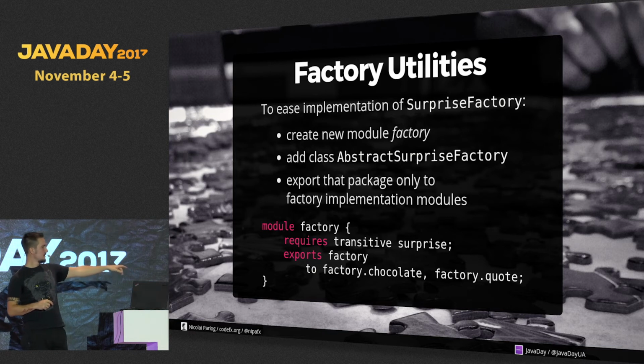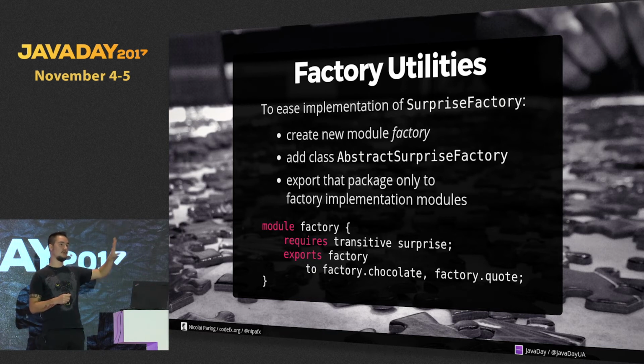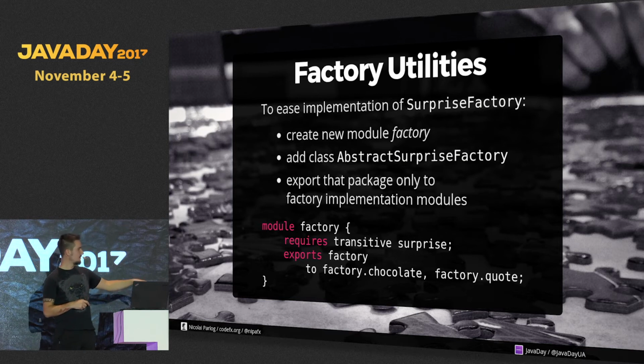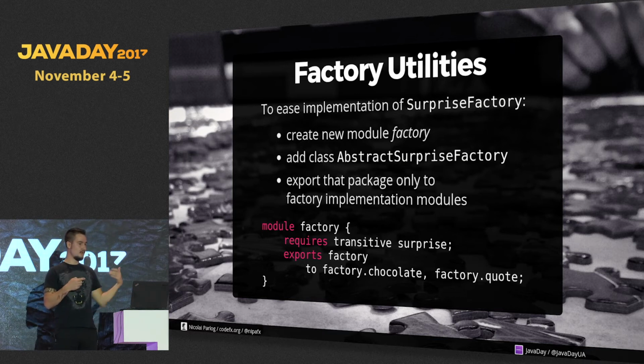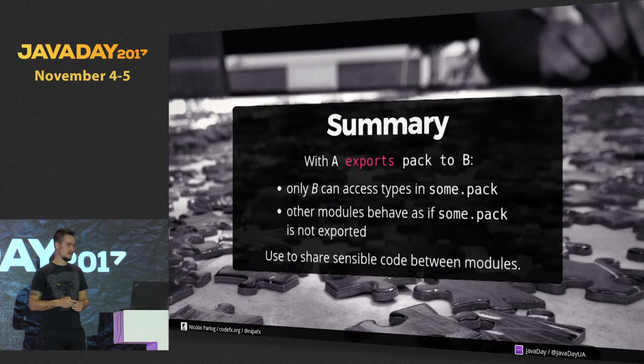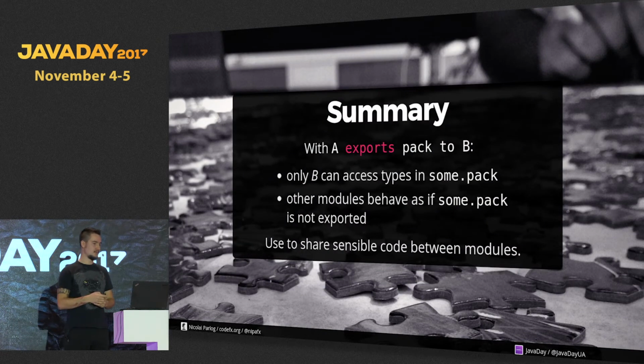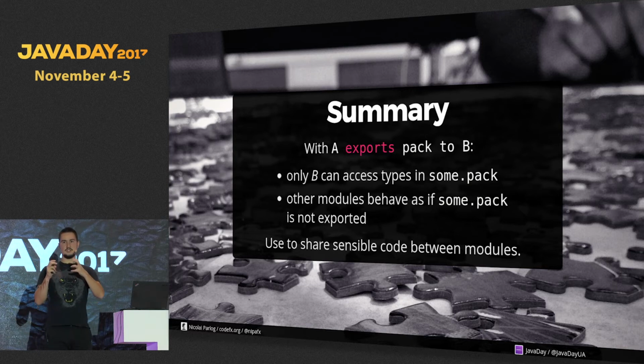So what we could do, we could put it into a specific package. It has to be a new package, right? If it goes into a package that is already exported, then we're done. But if we put it into a package that is not regularly exported, then we can say we export factory to, and then we list the other modules we want to export to. And I think without a space, but hey. So in that case, only chocolate and quote factories can access the classes in that package. So that's pretty simple. With A exports package to B, then only B can access it and everybody else can't, just like before. And with this, you can share code in a package within your set of modules that you want to define.